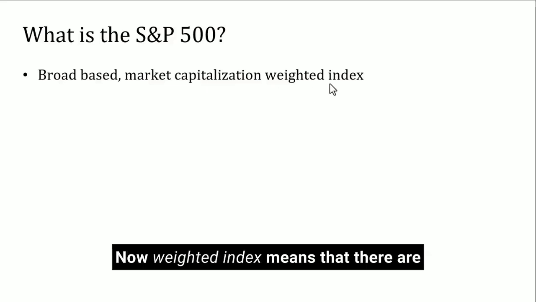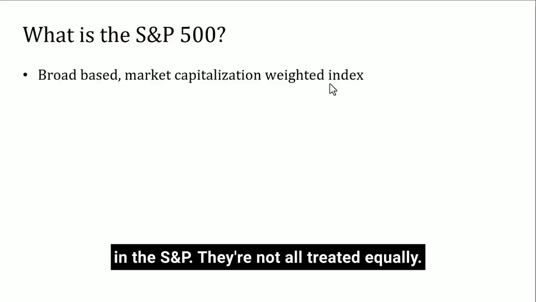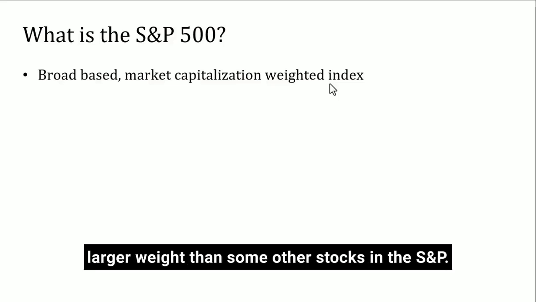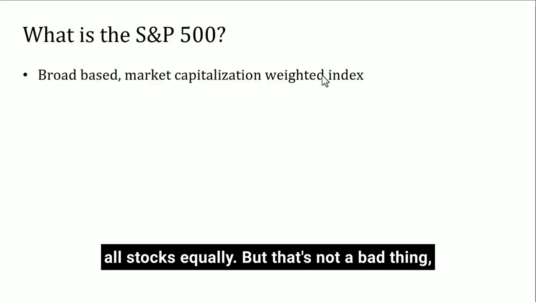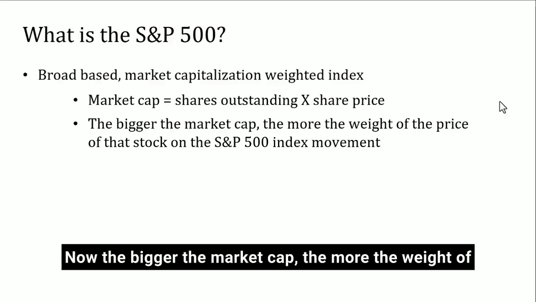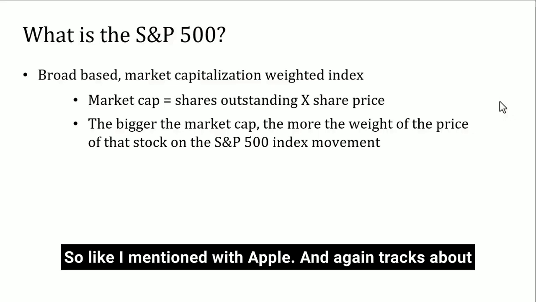Now, weighted index means that there are different importance levels essentially given to stocks in the S&P. They're not all treated equally. So for example, I mentioned Apple. Apple has a much larger weight than some other stocks in the S&P, okay? So the way that the S&P 500 prices is not representing all stocks equally, but that's not a bad thing. It's just a factor to know. Now, the bigger the market cap, the more the weight of the price of that stock on the S&P 500 index movement. So like I mentioned with Apple.